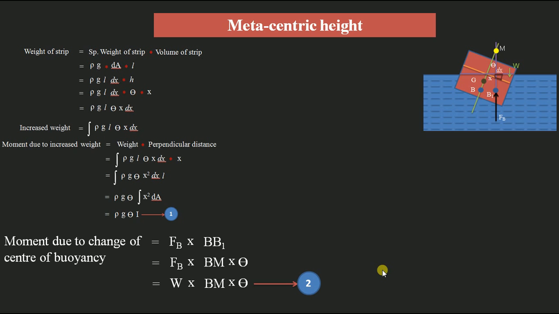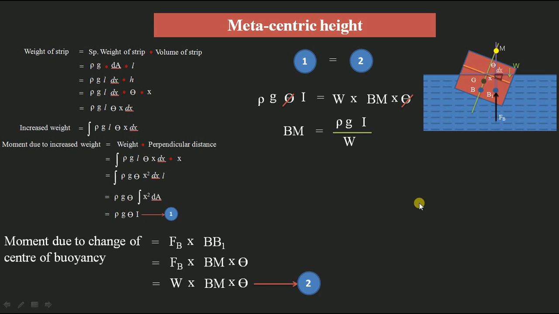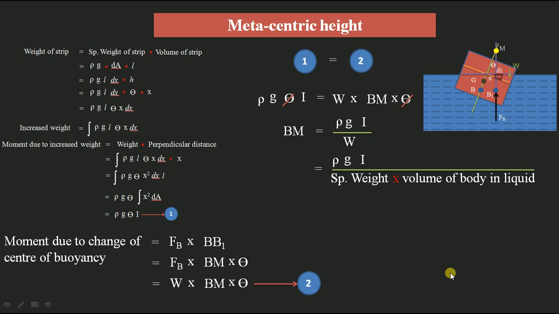So as per our condition, these two should be equal to get uniform oscillations of the body with respect to the metacenter. So now make the two equations equal. On both sides theta is common, so cancel it, and the remaining equation we can write as BM is equal to rho g I divided by W, which is the weight of the body present inside the liquid. So again we try to modify that. Rho g I divided by W of the body present inside the liquid can be written as specific weight into volume of the body in the liquid.